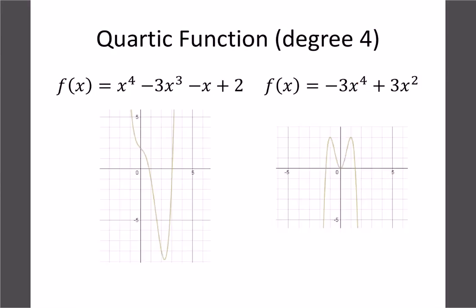So let's keep going and look at a 4th degree. So the name for a 4th degree is quartic, and a quartic function, we have 4th degree. You can see in this case we got a positive, and the rest of it stays the same. We have an intersection point of 2.